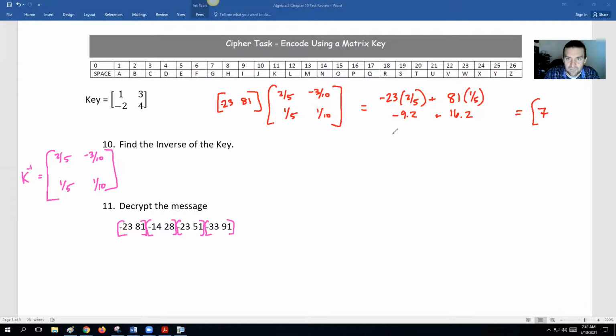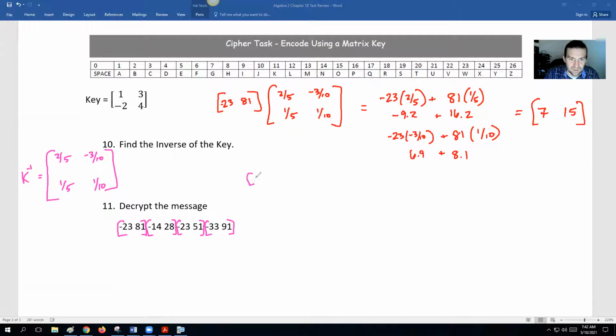All right, and then we're going to do the same thing. We'll do negative 23 times negative 3/10, and then 81 times 1/10. So negative 23 times negative 3/10 is 6.9, and then this would be 8.1. Add them together, that's 15. So 7, 15 are our first answer. Okay, so we rinse and repeat.